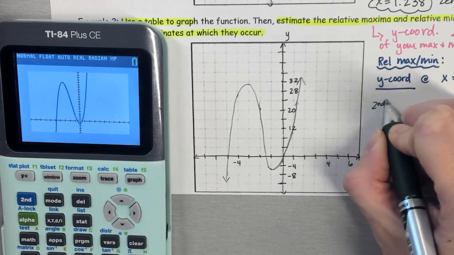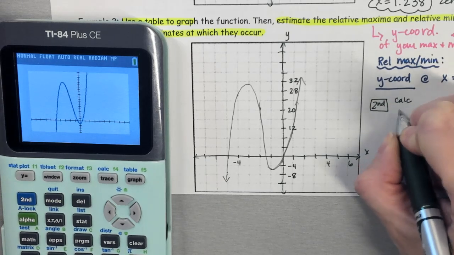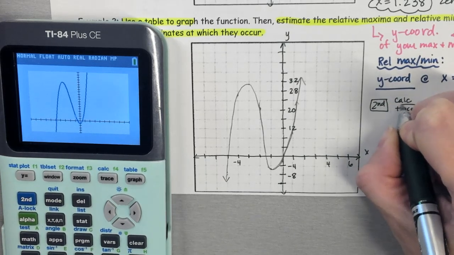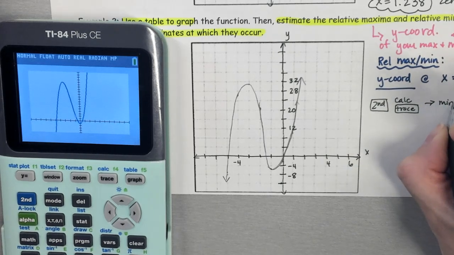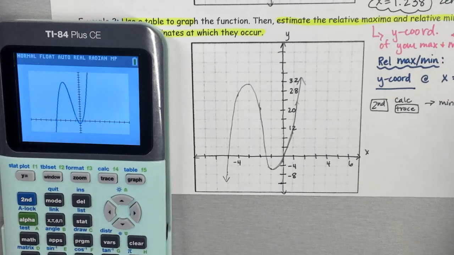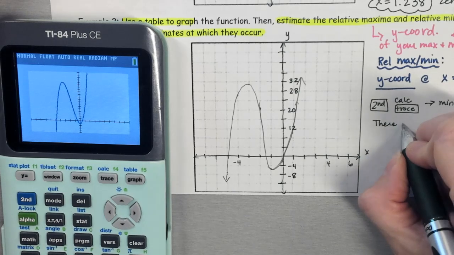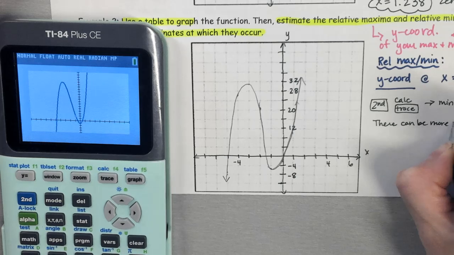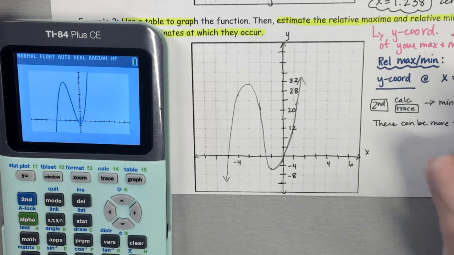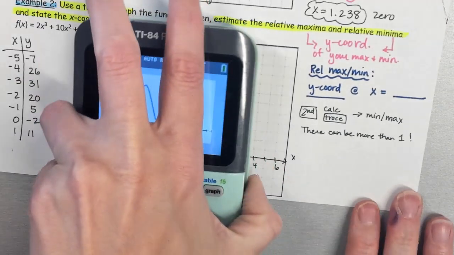So we're going to use the calc feature again. To do that, you hit the second trace button, and then you're going to find your min and max. Now, sometimes there's more than one. This one has one of each, but there could be 2 mins and 1 max. So you have to find however many there are.